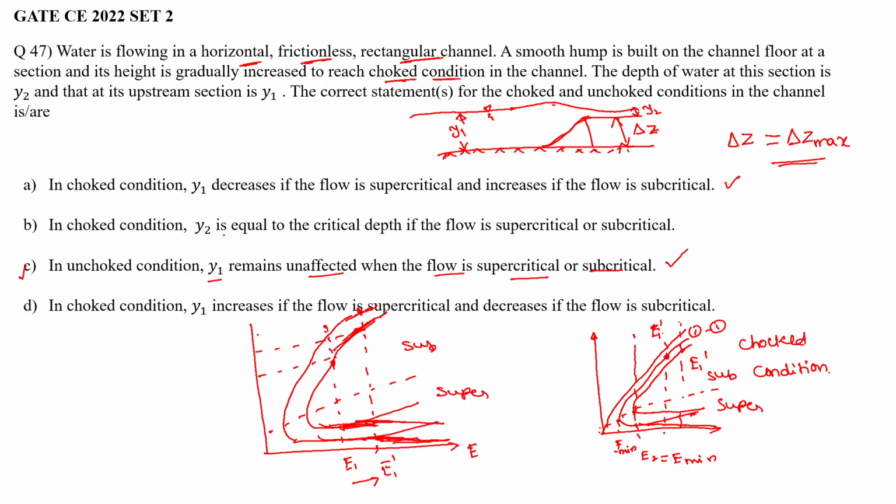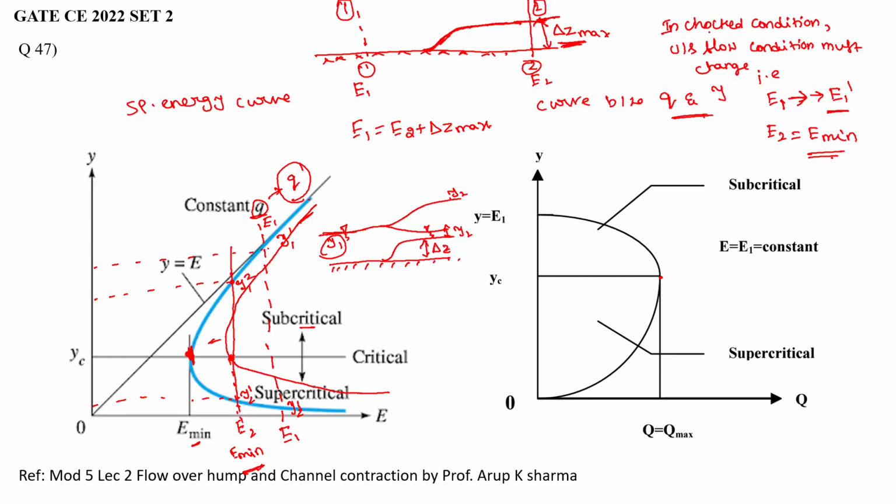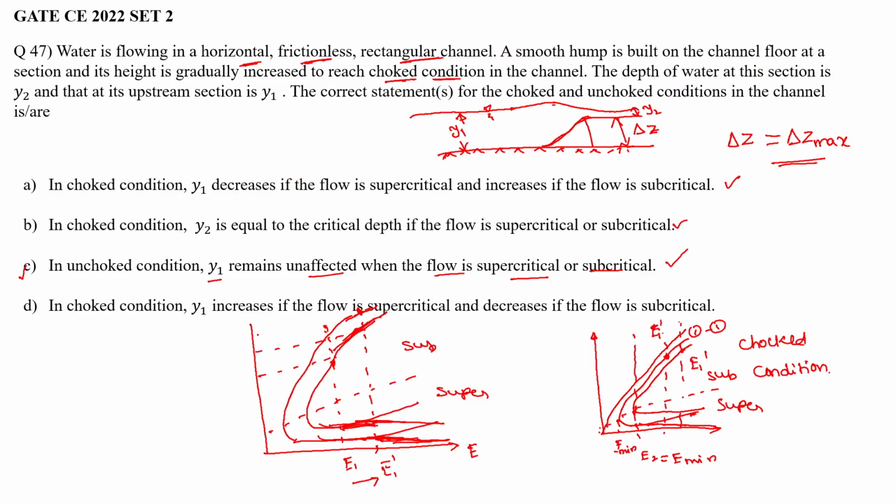For the option: in a choked condition, y2 is equal to critical depth if the flow is supercritical or subcritical. As I have mentioned, in the choked condition your upstream flow condition must change such that E1 becomes E1 dash and E2 becomes E minimum, and E minimum corresponds to the critical state of flow. So this option is also correct. So far we have shown that three options are correct. What about the fourth option? In a choked condition, Y1 increases if the flow is supercritical. This is wrong. So the correct answer options are A, B, C.